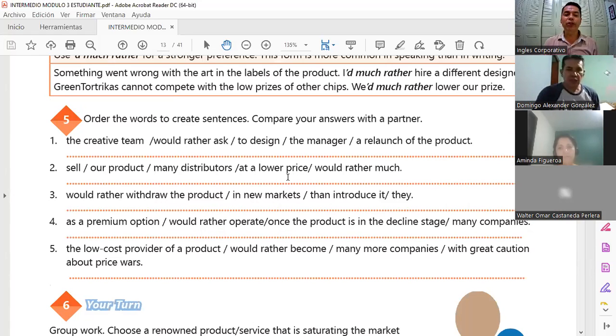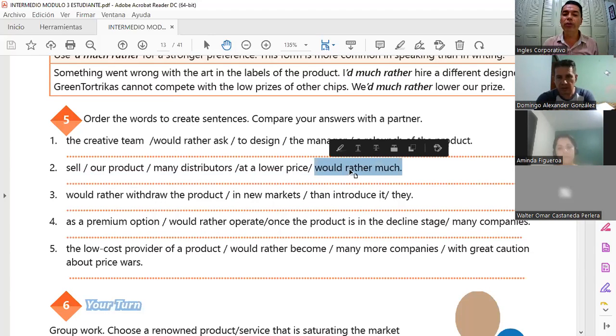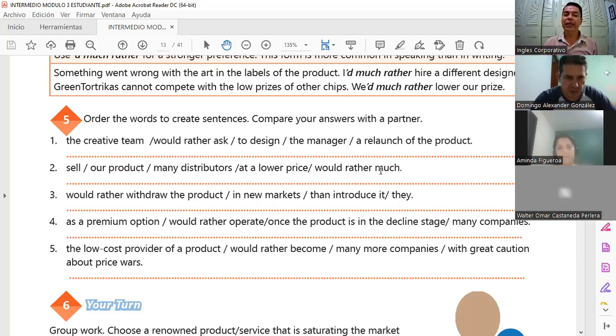The problem is with number two. El problema, Domingo, es este. Mire, en esta oración dice: would rather much. Pero no es would rather much, es would much rather. Okay. Sí, sí. Y la plataforma le acepta would much rather. ¿Sí? Entonces aquí hay que ver lo que dice el manual y lo que hay en la plataforma, ¿no?